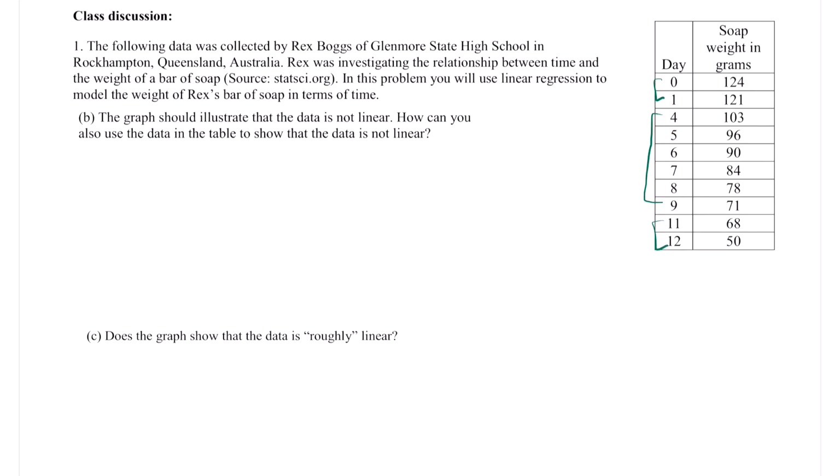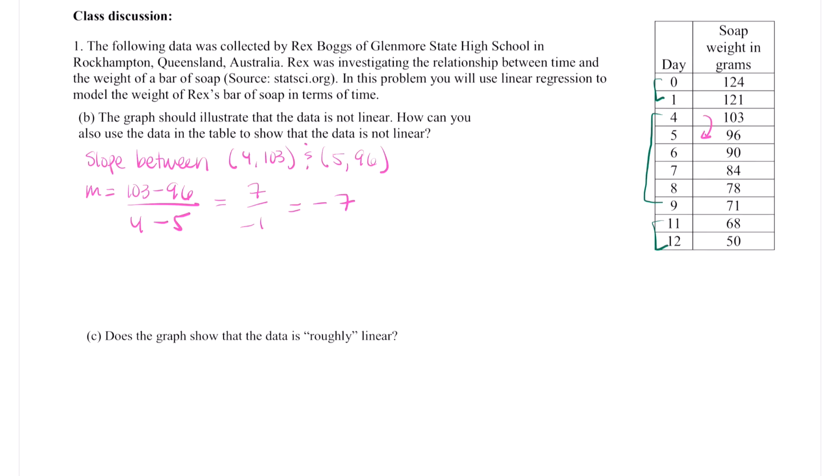So how about we take a look at the slope between 4 and 5, and 6 and 7. Or better yet, 4 and 5, and 5 and 6. So the slope between points (4, 103) and (5, 96). Let's do that one first. So this slope is 103 minus 96 divided by 4 minus 5. You should end up with 7 divided by -1, or -7.